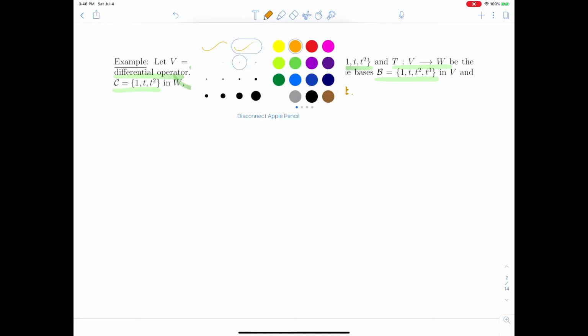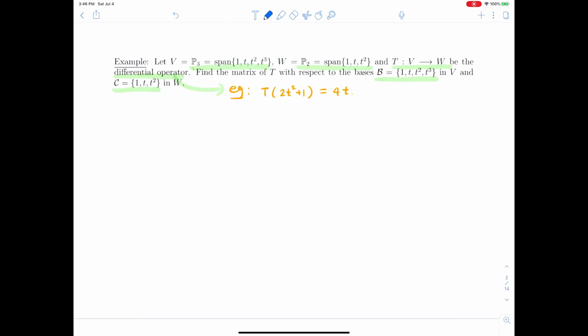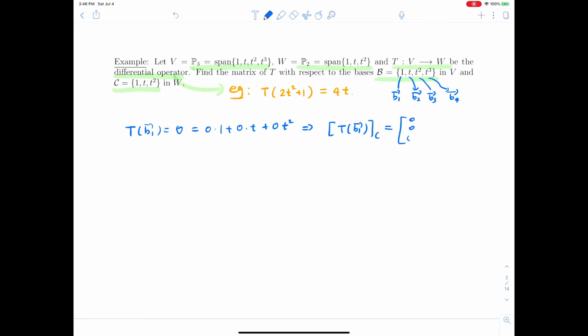Okay, so let us work on this problem together. Basically, let this one be b1, this b2, the third one b3, and the last one b4. Then T of b1 equals the derivative of the constant function, which is 0. You can write 0 as 0 times 1 plus 0 times t plus 0 times t squared. And this gives you the C coordinate of T of b1 equal to just a 0 vector.